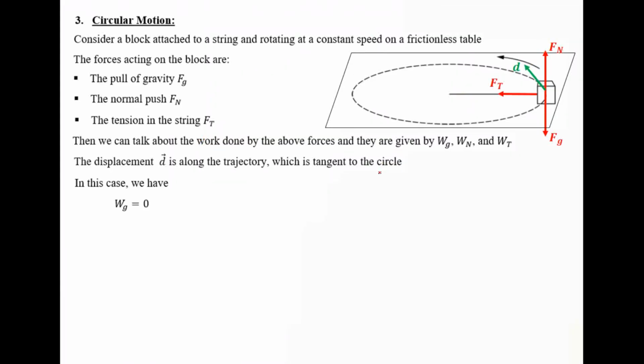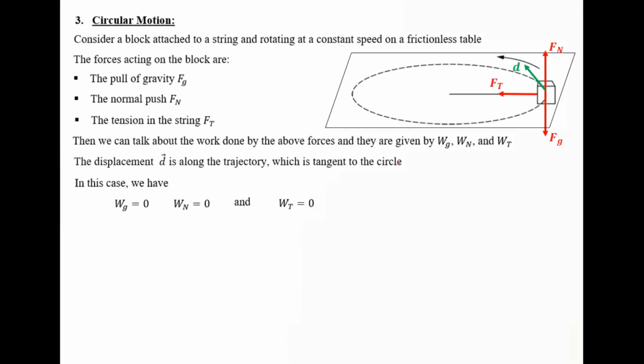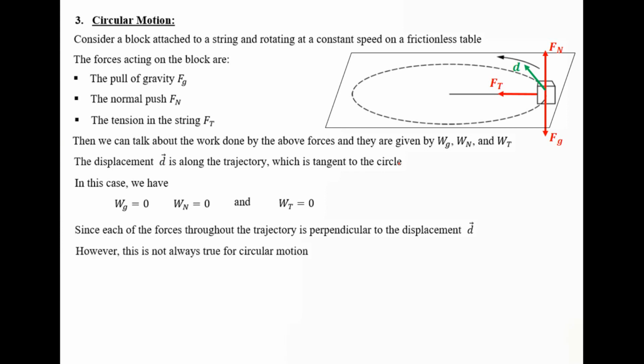In this case we have that the work done by the pull of gravity is 0, the work done by the normal push is 0, and the work done by the tension is 0, because for any point along the circular motion the displacement would be perpendicular to the tension, the displacement would be perpendicular to the normal, and the displacement would be perpendicular to the pull of gravity, since each of the forces throughout the trajectory is perpendicular to the displacement d. However, this is not always true for circular motion.